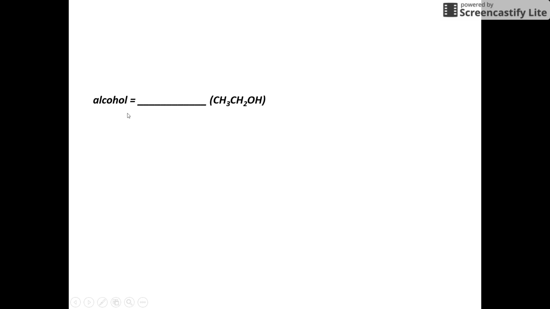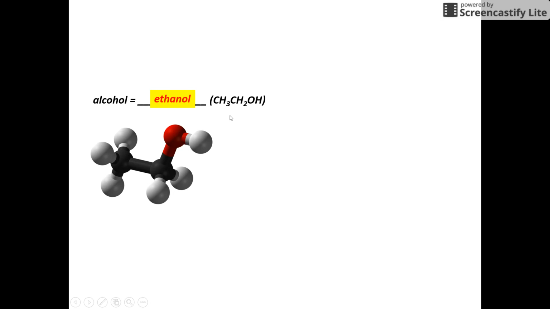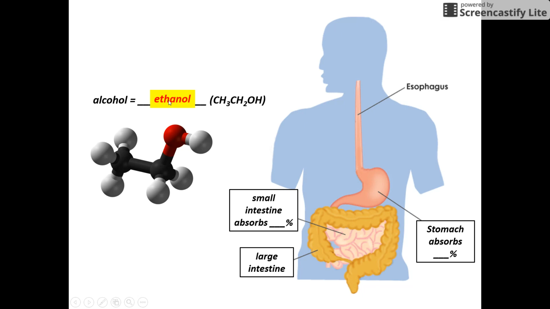The alcohol that human beings use as a drug is technically called ethanol. It has the chemical formula CH3CH2OH. These black spheres are carbon, the white are hydrogen, the red is oxygen. So CH3CH2OH. You might want to write down ethanol on your worksheet.